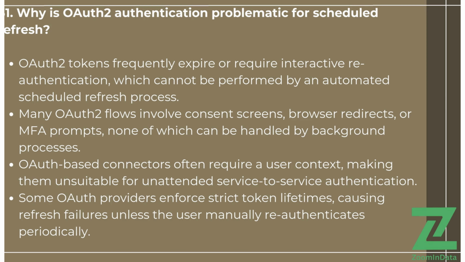31st question. Why is OAuth 2 authentication problematic for scheduled refresh? OAuth 2 tokens frequently expire or require interactive re-authentication, which cannot be performed by an automated scheduled refresh process. Many OAuth 2 flows involve consent screens, browser redirects, or MFA prompts, none of which can be handled by background processes. OAuth-based connectors often require a user context, making them unsuitable for unattended service-to-service authentication. Some OAuth providers enforce strict token lifetimes, causing refresh failures unless the user manually re-authenticates periodically.